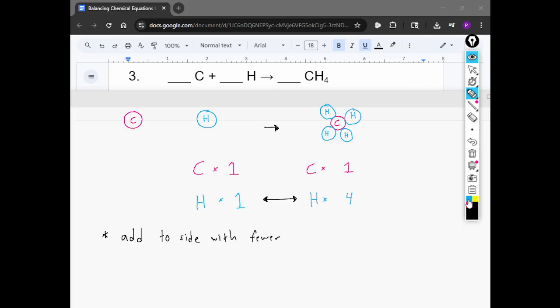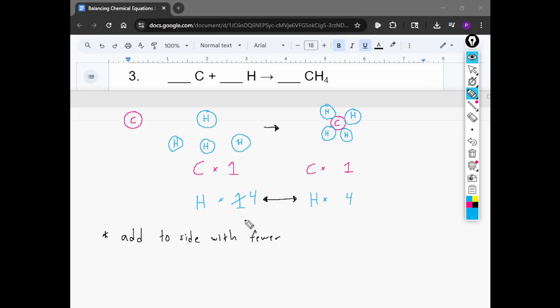Okay, so we need to get H from 1 to 4, and this is pretty easy because we just have H by itself. You just keep adding H's. We add another H. We add another one. And then the last one. And you can see now we have 4 total H's. That makes sense. And now we are balanced.